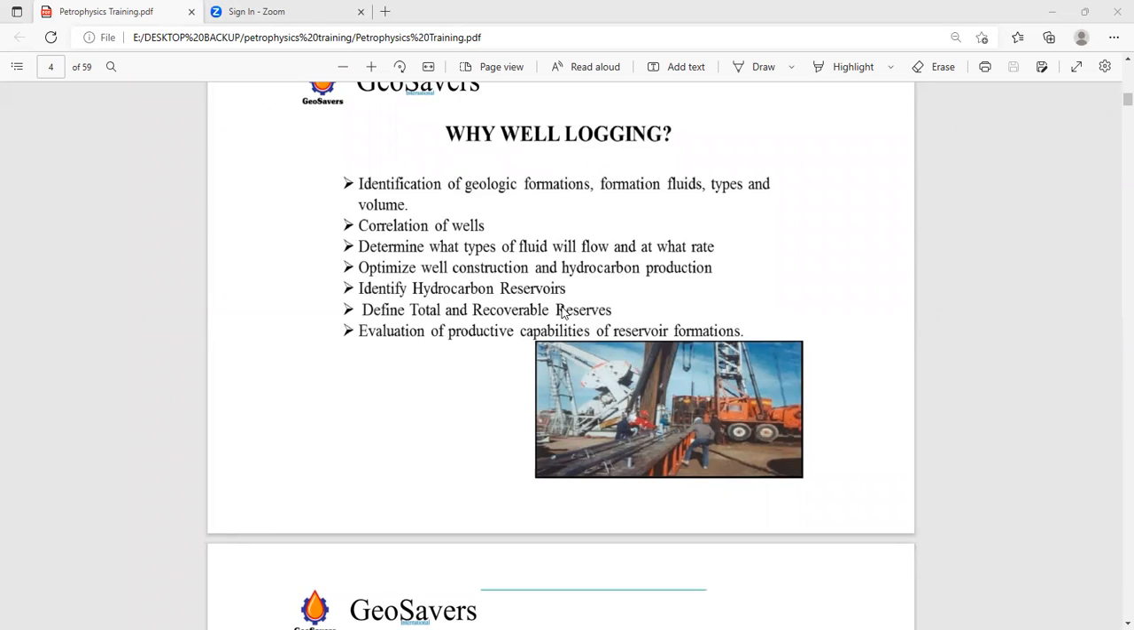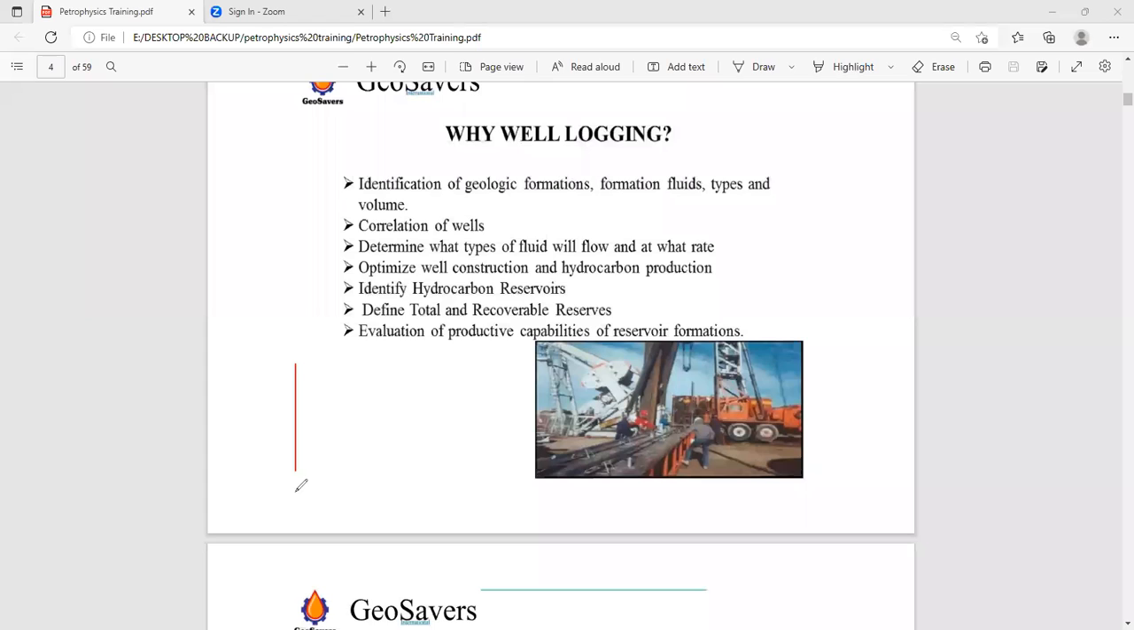So I've taken time out to explain the concept of invasion, what happens to the formation during the process of drilling, because that invasion effect takes place during drilling. Now what I'm going to do is give a rough classification of well logging. What are the various types of well logging? What do they actually measure within the formation? And what information can they give at the end of the day? Before we go into any other aspect.